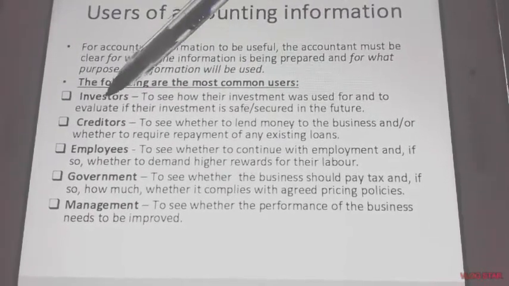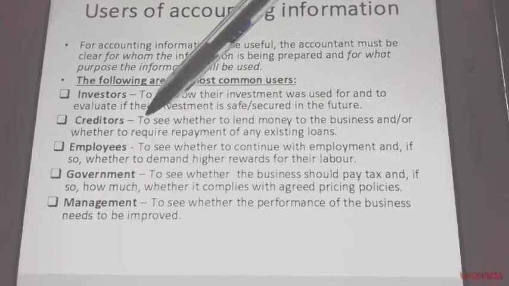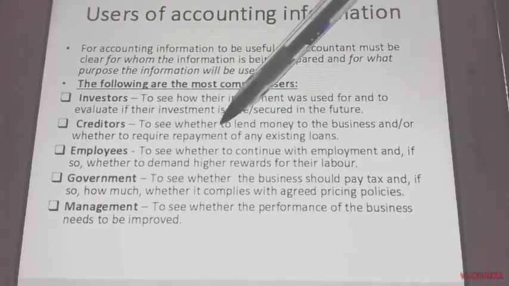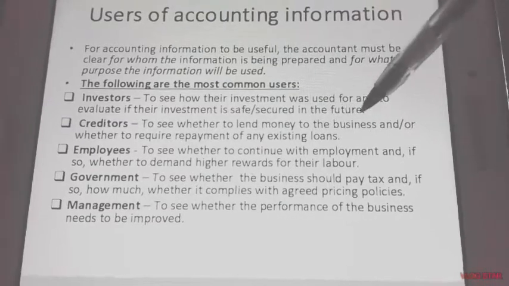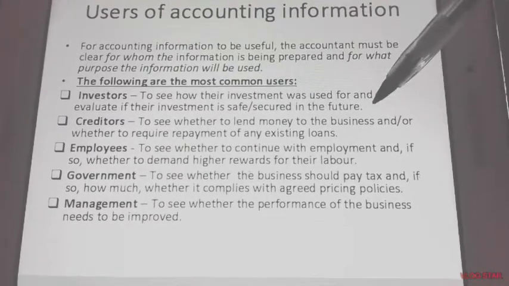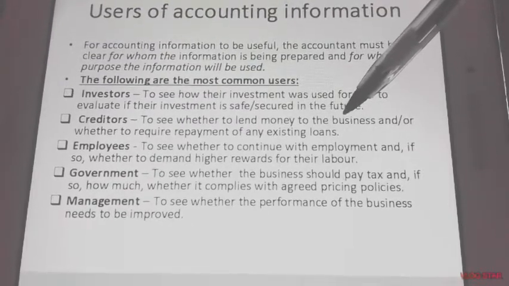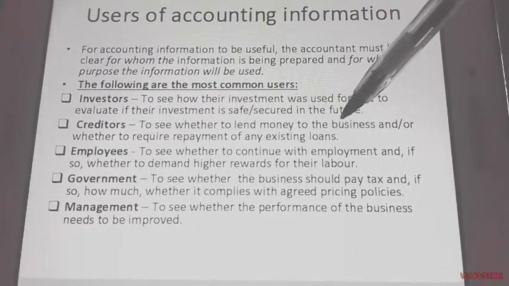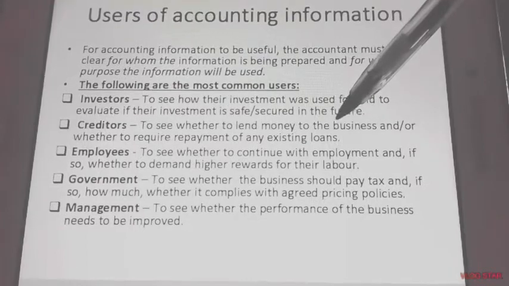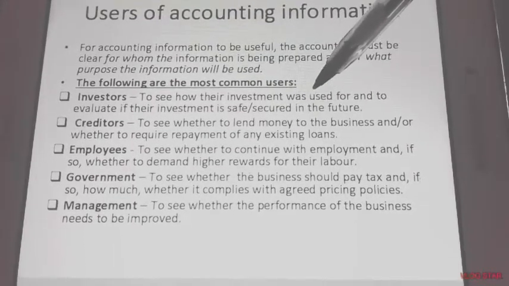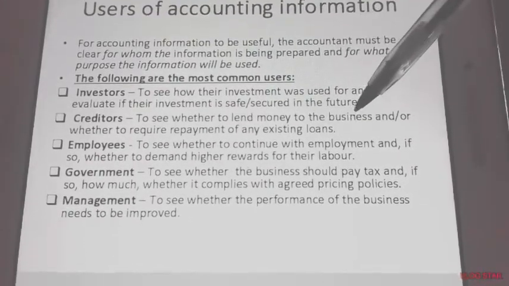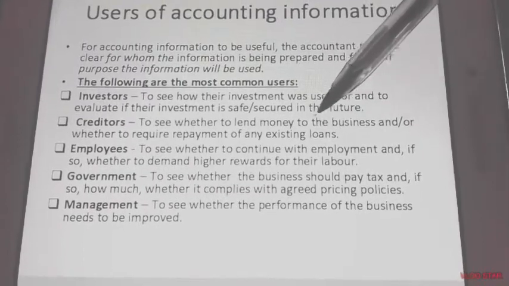And creditors also, this can be, for instance, a bank. So the bank needs to see whether to lend money to the business or whether to require repayment of any existing loan. So before the bank lends any money to the business, they will need to look at the financial statements of the business to see how the business is performing before they lend that money.